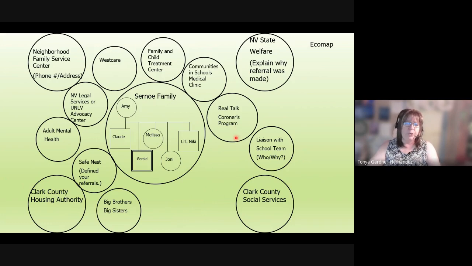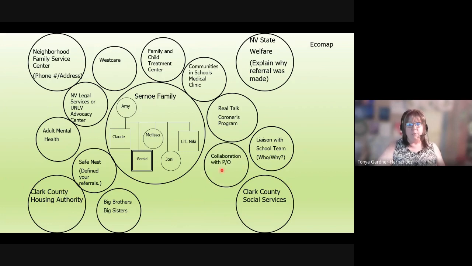Real Talk and the Coroner's Program are two really good programs that we could send Gerald to and potentially Claude to, and it really just helps them to understand the choices that they're making and the long-term consequences of those particular choices. We would really want to collaborate with the probation officer that Gerald has and maybe even who Claude has, just so that the probation officer knows what's happening at the school.